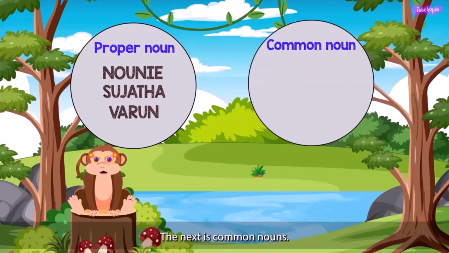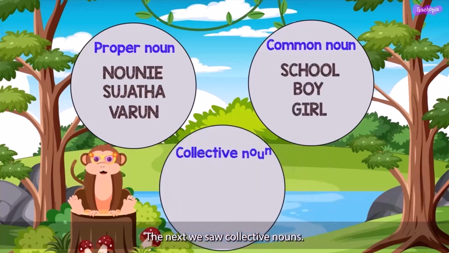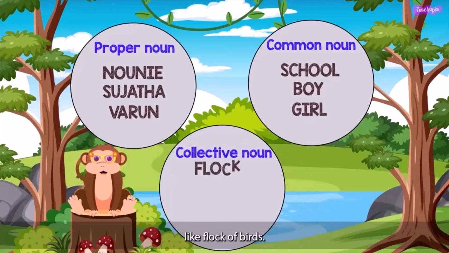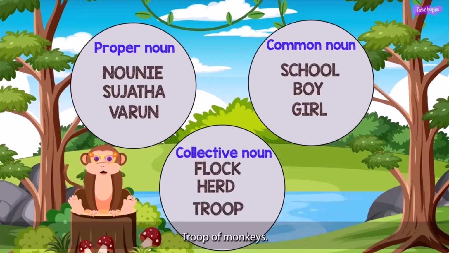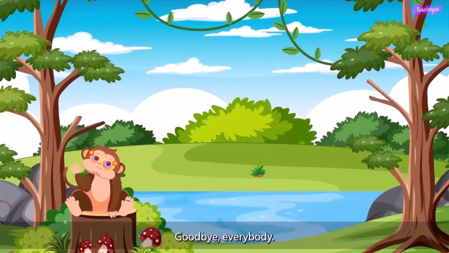The next is common nouns. These are general names for people, animals, and things, like school, boy, and girl. The next we saw collective nouns. These are words for groups of nouns or things, like flock of birds, herd of cows, troop of monkeys. Good job, everyone. Now you can use nouns every day.